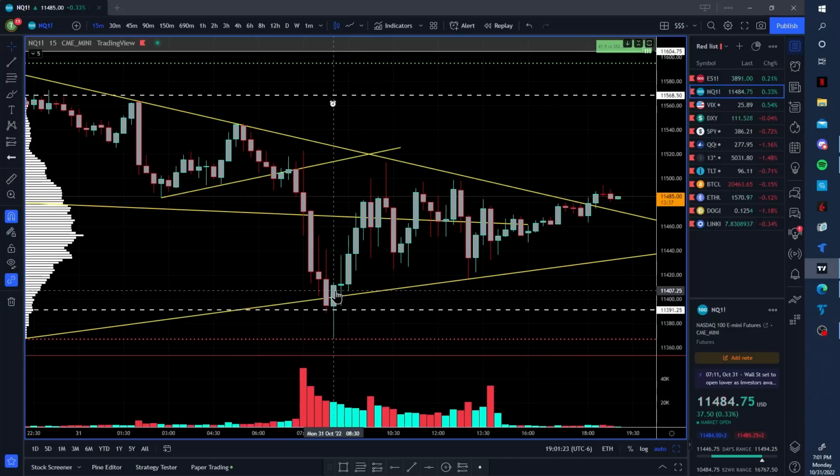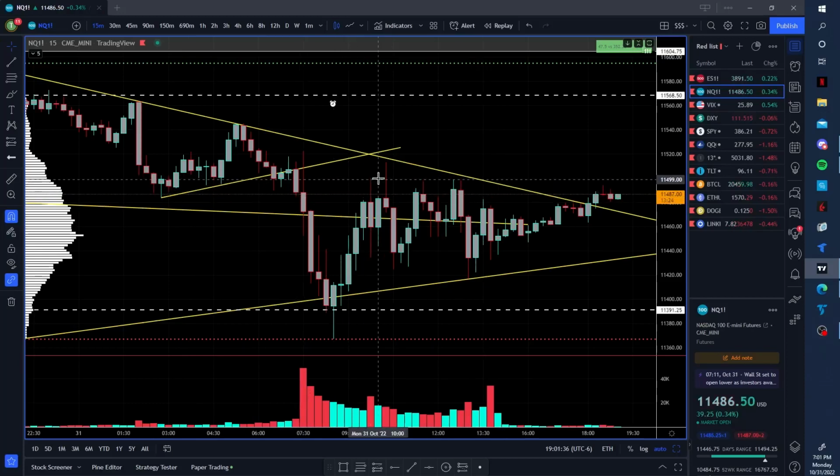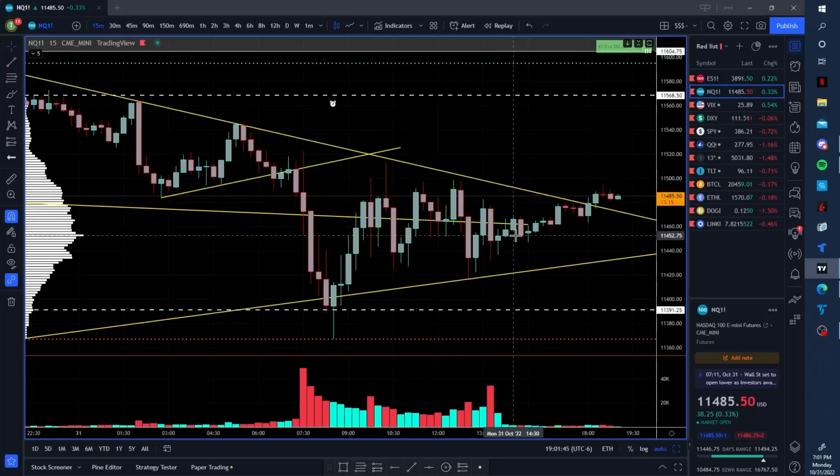And then we just held. And so we started scaling out at, I think, 11,470. My last scale out was right here at 11,490, targeting this previous support, which turned to resistance. So I didn't want to risk it for just a few more points up here. I'm happy taking profit right at previous support. And we basically nailed the top. And yeah, that was it.